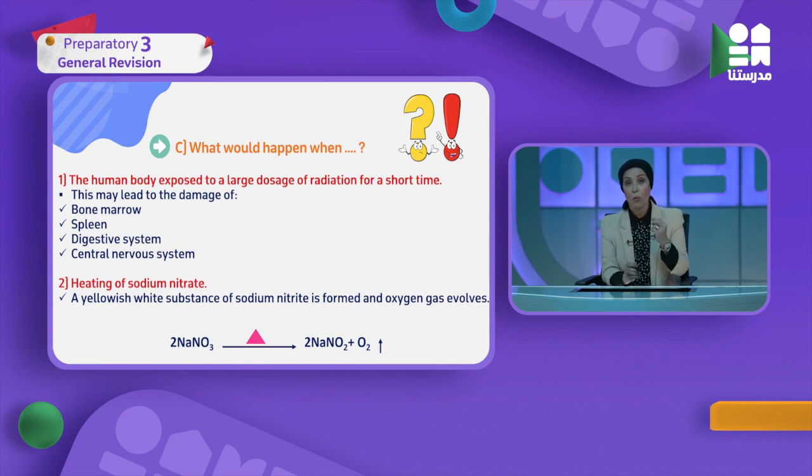طب لو طلب مني how can you test for the gas evolved؟ ده gas طالع bubble، أنا أعرف منين؟ You are going to say I use a glowing splint or a burning match. It will burn more because oxygen helps in burning.